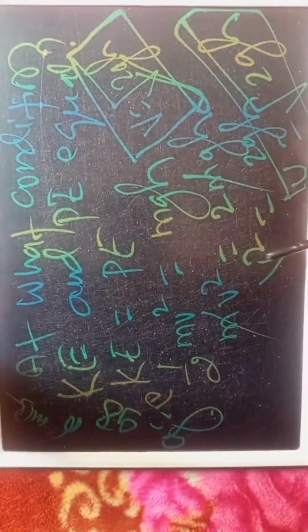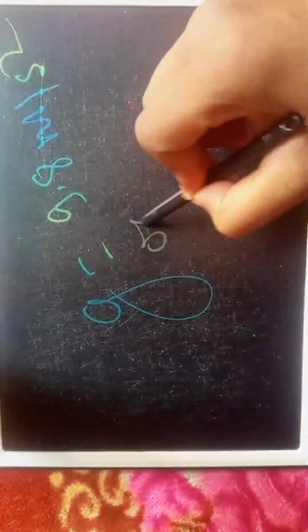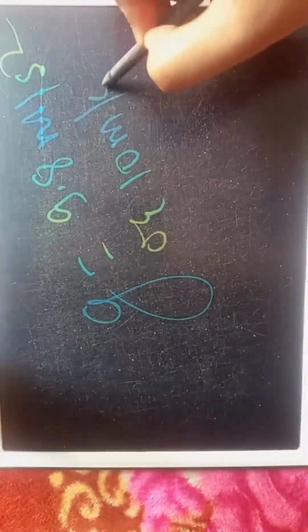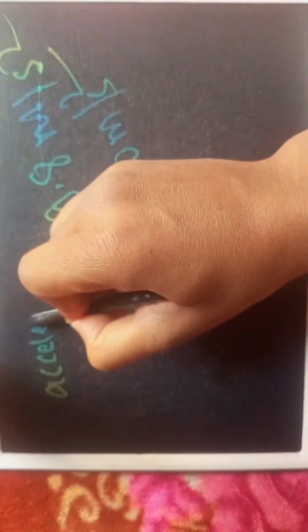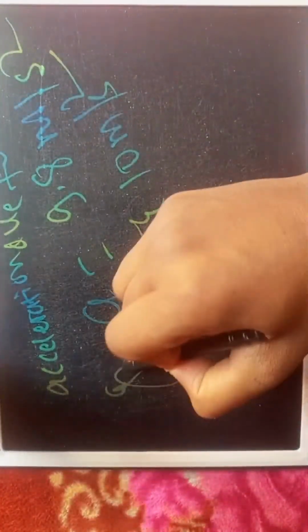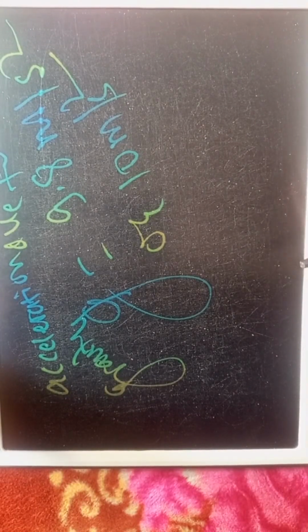Value of acceleration due to gravity: 9.8 meter per second square, or you can write 10 meter per second square. In this option, g means acceleration due to gravity. So what is the value of acceleration due to gravity? 9.8 or 10?